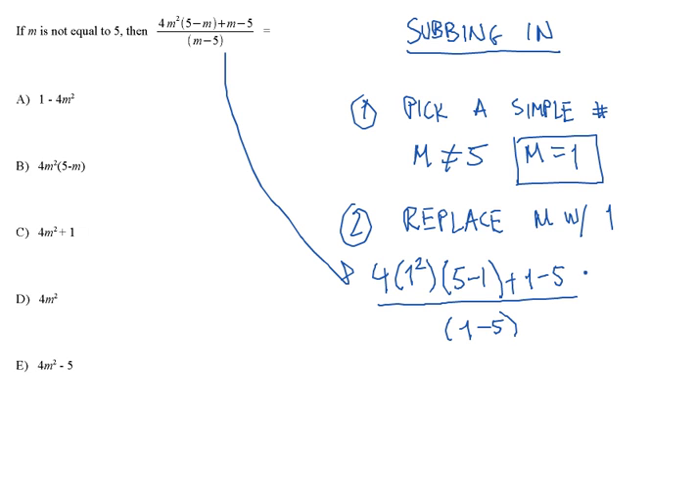We now have a much simpler question to do. Once we follow our order of operations, we get that the numerator of this fraction is 12 and the denominator is negative 4. So the answer is negative 3. This is the answer to the question.